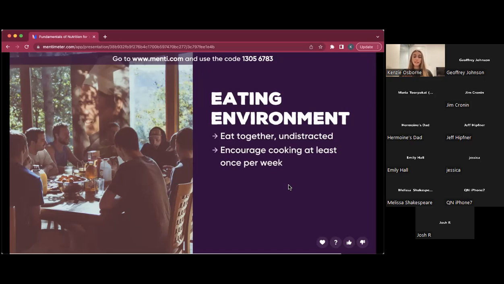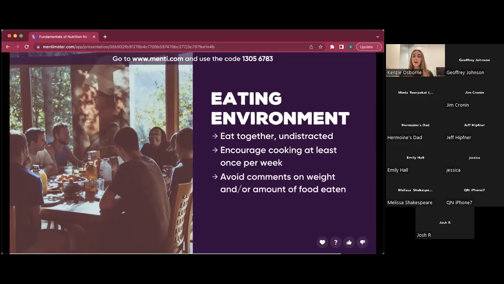Encouraging cooking at least once per week. So if you have children, you can try to get them involved in cooking, even if it's just mixing something on the side or helping pick out what meals they'd like to have. That can be a huge impact on their relationship with food.